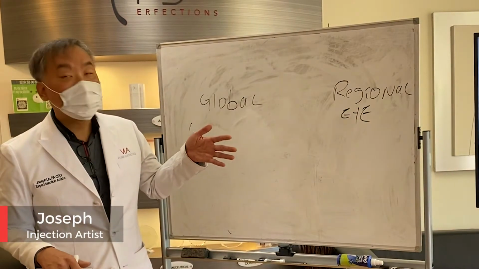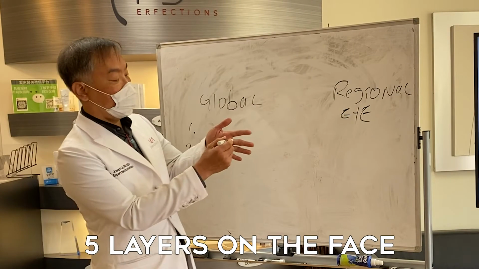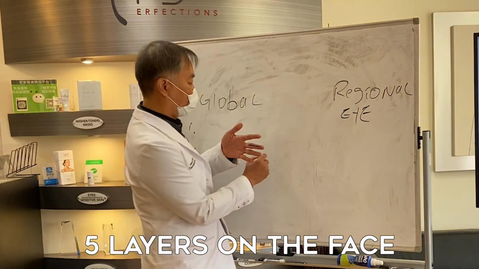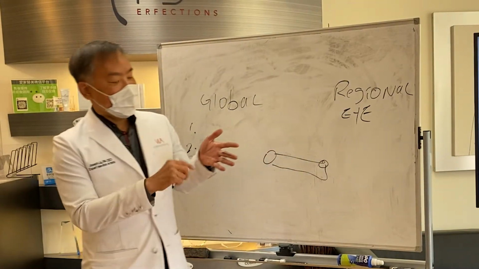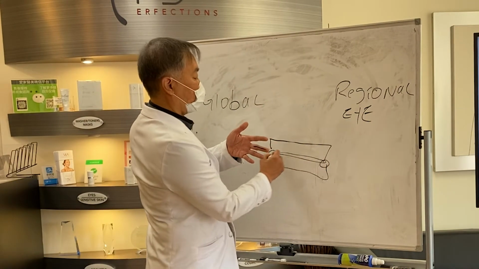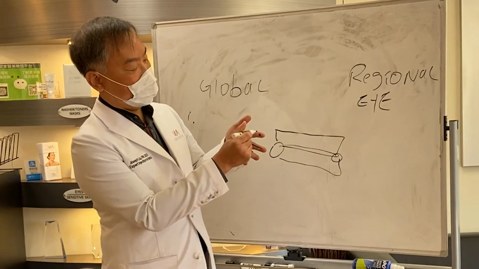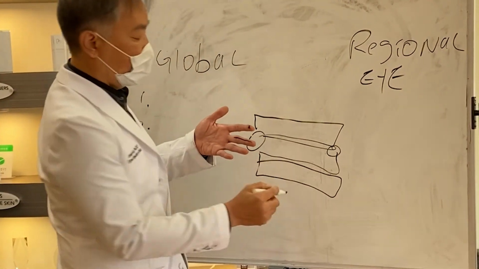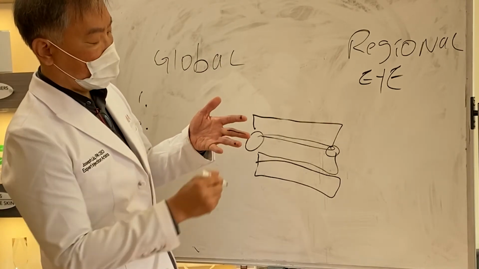So how many layers are on the face? There are 5 layers. I would make this the center. Okay, so that's the muscle. On top of the muscle is a layer called the superficial compartment. Okay, number 2 layer. At the bottom of the muscle, it's the deep compartment, the 4th layer.